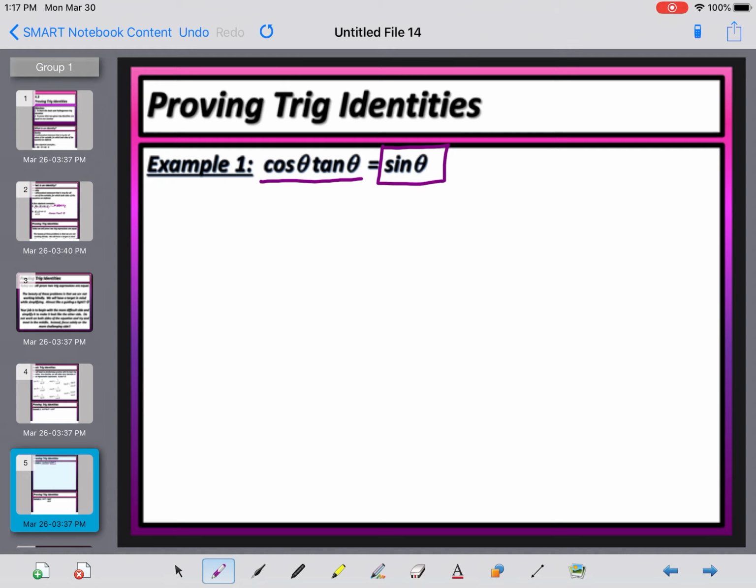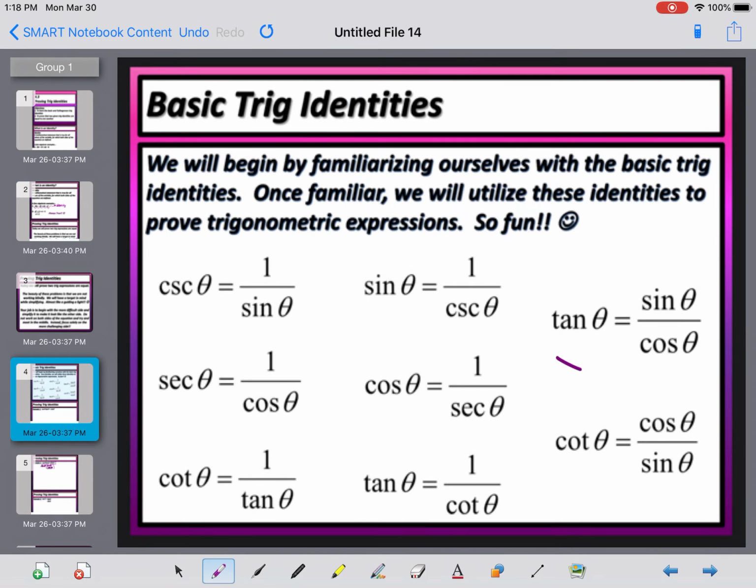So we're going to use those trig identities, those equivalents from the slide before, and try to swap out maybe a cosine, maybe a tangent. We're going to replace it with an equivalent that will allow me to simplify the left side of the equation. Well, tangent, I saw that I can change that into a sine over a cosine.